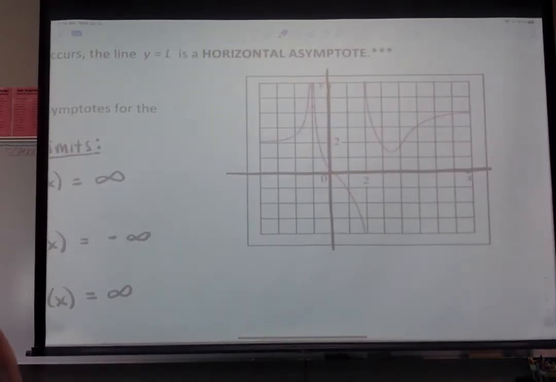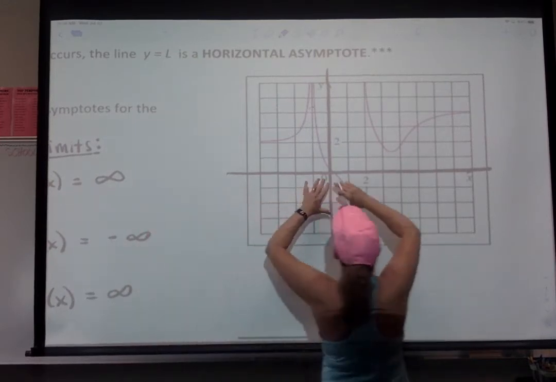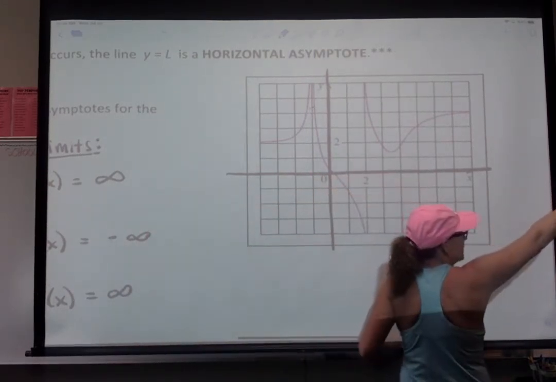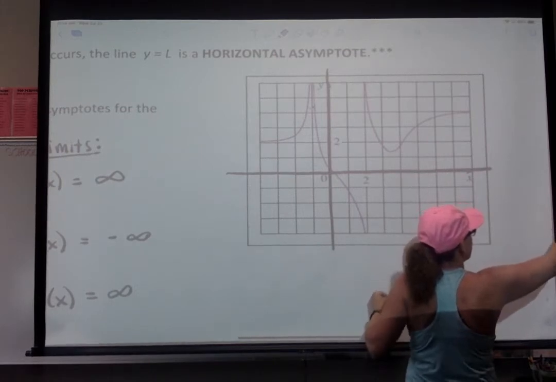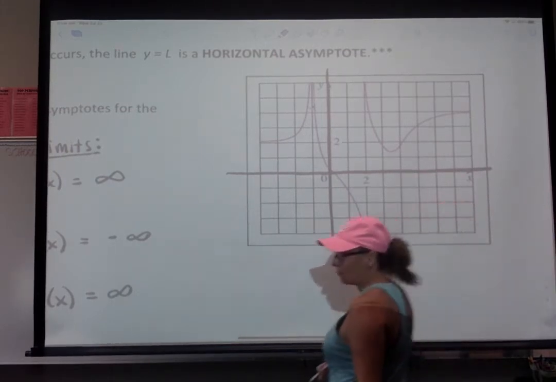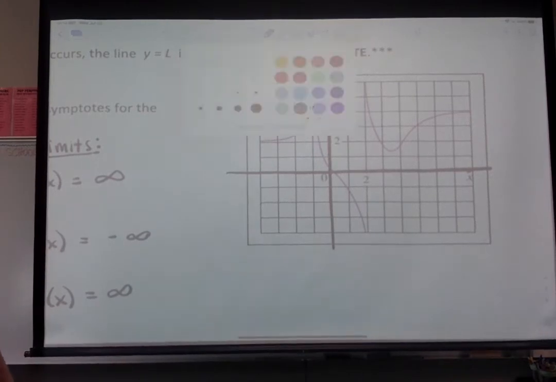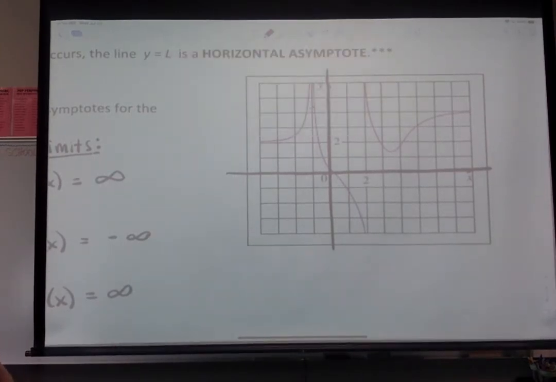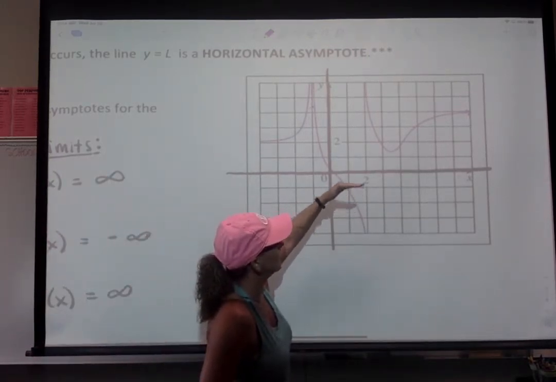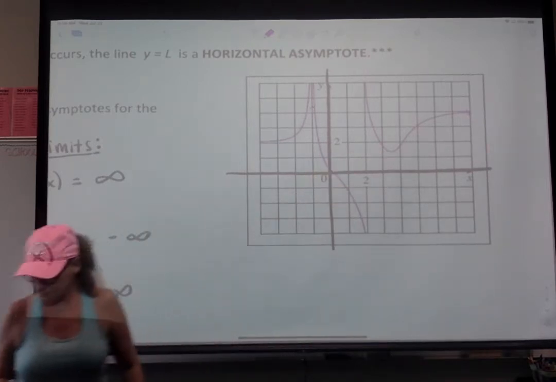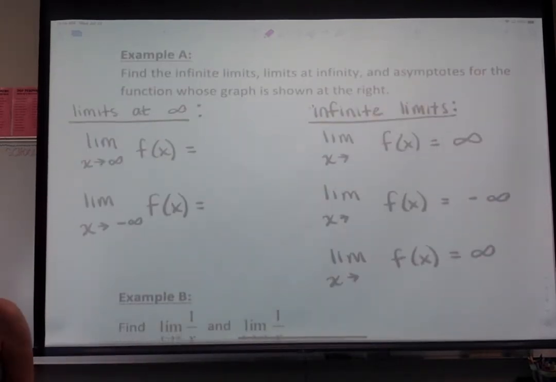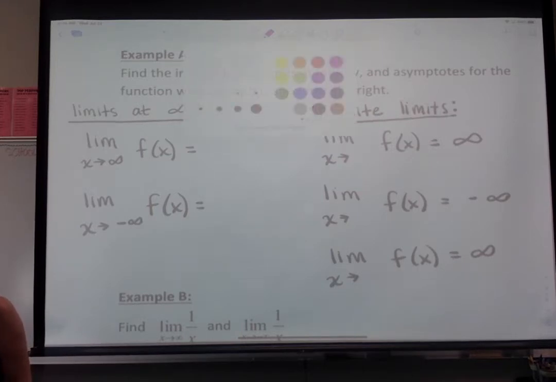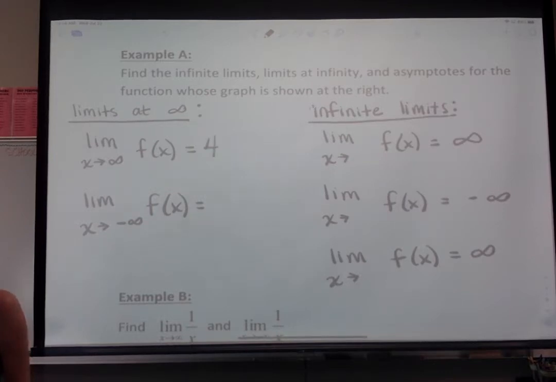So over here, the limit as x approaches infinity. My eyes are going to look way out as x approaches infinity. Where do you think that pink function will be? In my opinion, this pink function continues to get really, really close to 4. So as x approaches infinity, my y's approach 4. It looks to me like there's a horizontal asymptote there.